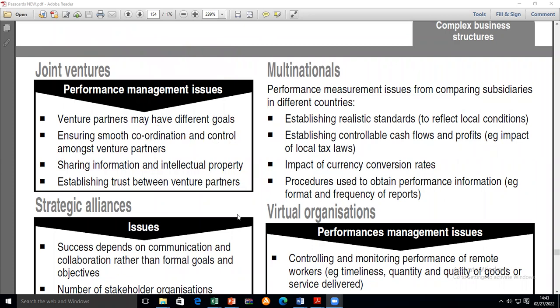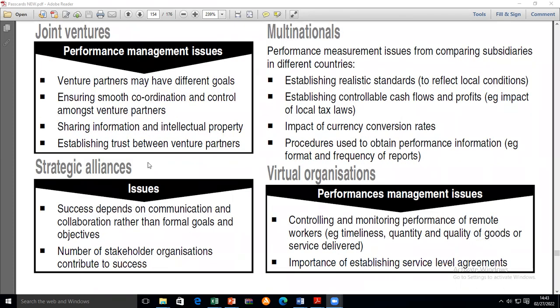Another aspect is strategic alliance. We may have to cooperate with somebody in delivering a task. We want to join hands under strategic alliance. Success depends on communication and collaboration rather than formal goals. So in this type of loose arrangement, you just have an alliance which is not permanent. After some time, after the activity has been done, you all disappear.